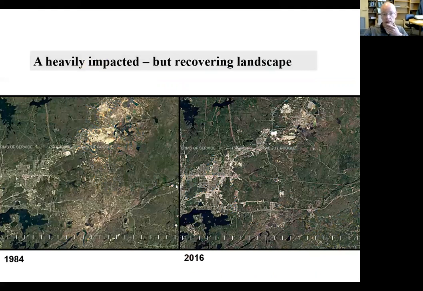It is a very heavily impacted landscape. There's two Google images here. This was in the 80s, this is more recently. And you can just see in terms of the amount of degradation, these are all barren lands, tailings.